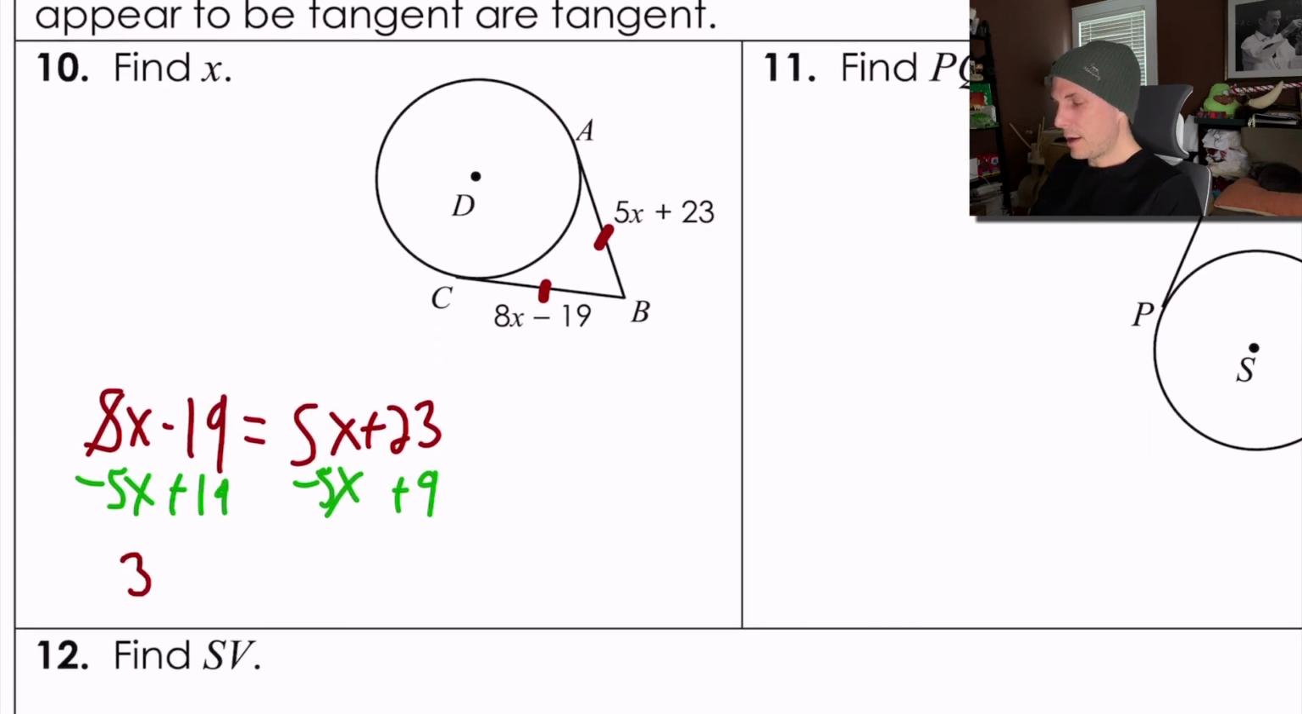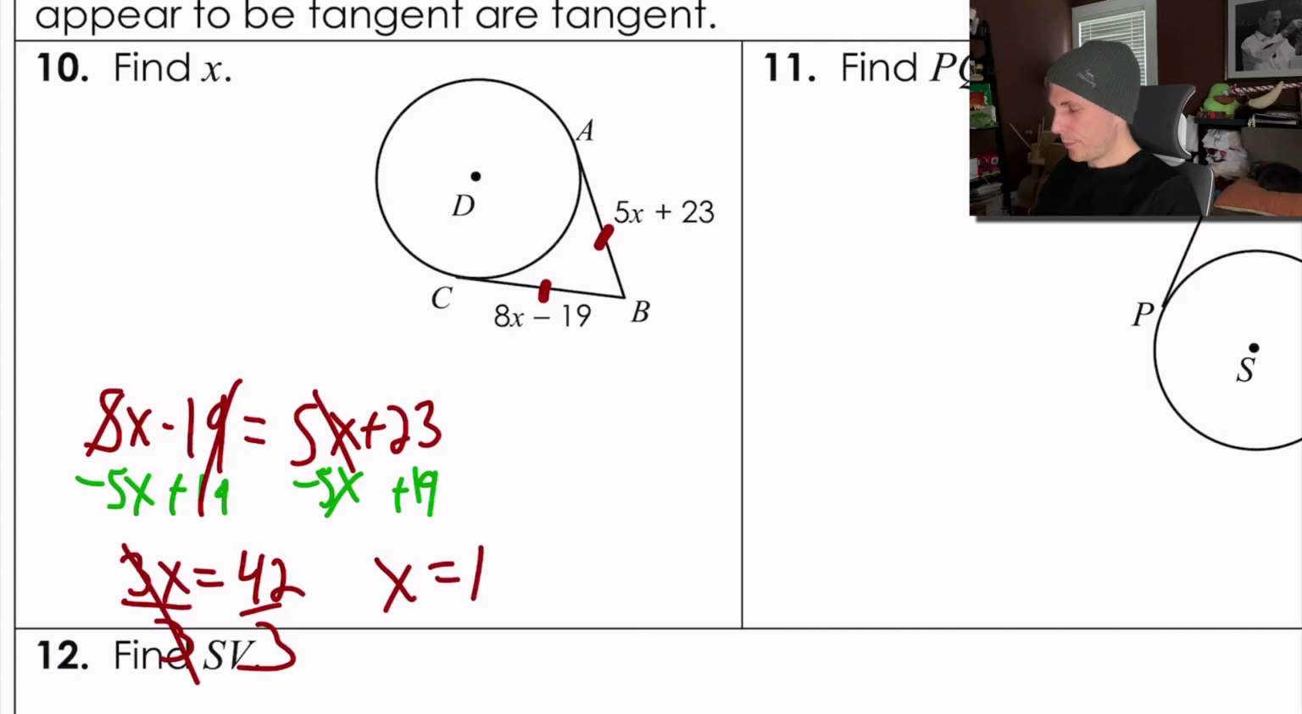Okay, so we have 3x equals, because that's gone and that's gone, and that's going to be 32, right? Yes, 32. Oh, wait, no, not 32. I do this all the time. That's 19. So if we had added 20 to it, it would have been 43, so it's going to be 42. And divided by 3, x equals 14, I believe. Yeah. So there you go.